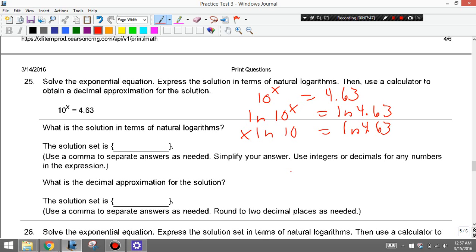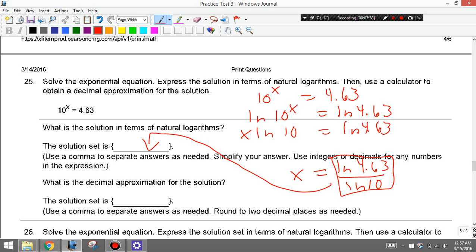And so x is the natural log of 4.63 over the natural log of 10, and you take this and you put it here, and then you take this and put it in your calculator, and then that goes here. So calculator, to 2 decimal places.